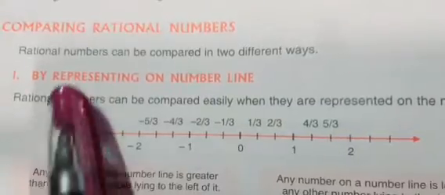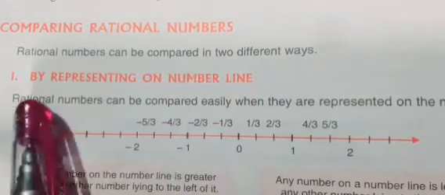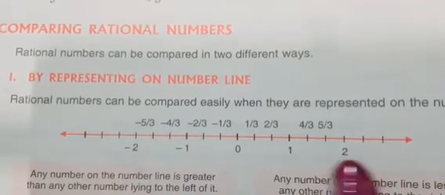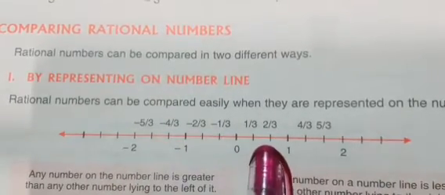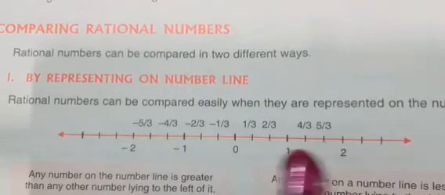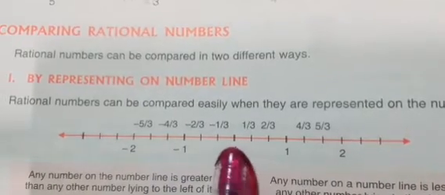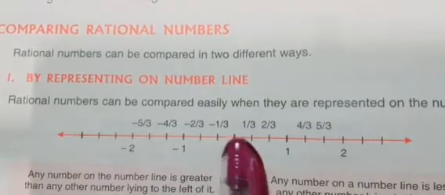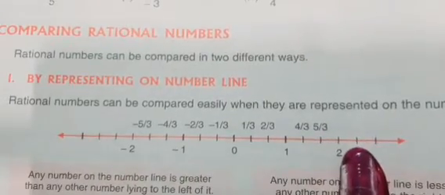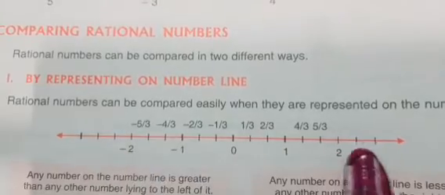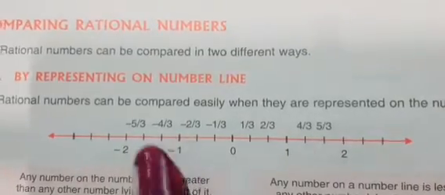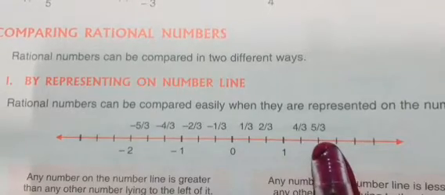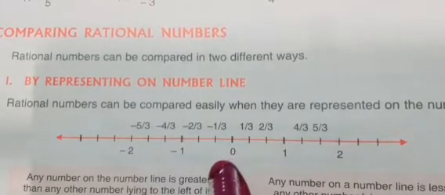Children, first is comparing the rational numbers by representing them on the number line. Here is a number line, and to the right of 0 we have all the positive rational numbers and to the left of 0 we have all the negative rational numbers. These rational numbers can be compared easily when they are represented on the number line, children. We can easily tell which rational number is greater and which rational number is smaller.